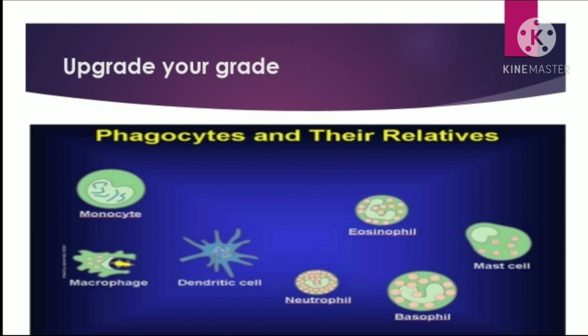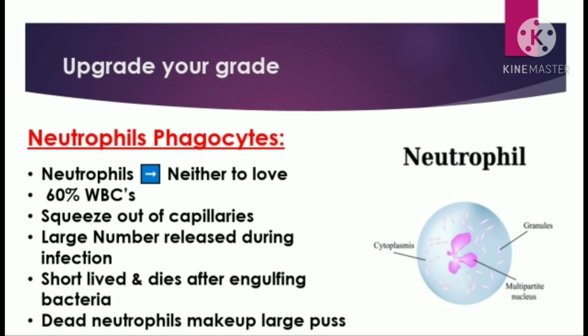It includes neutrophils, monocytes, macrophages, basophils, and it also includes eosinophils, mast cells, etc. Neutrophils are phagocytes, and neutro means neither to love, and phils mean to kill. So these are phagocytes which are part of WBCs, and 60% of WBCs are present in the form of neutrophils. They are able to kill bacteria and other pathogens.